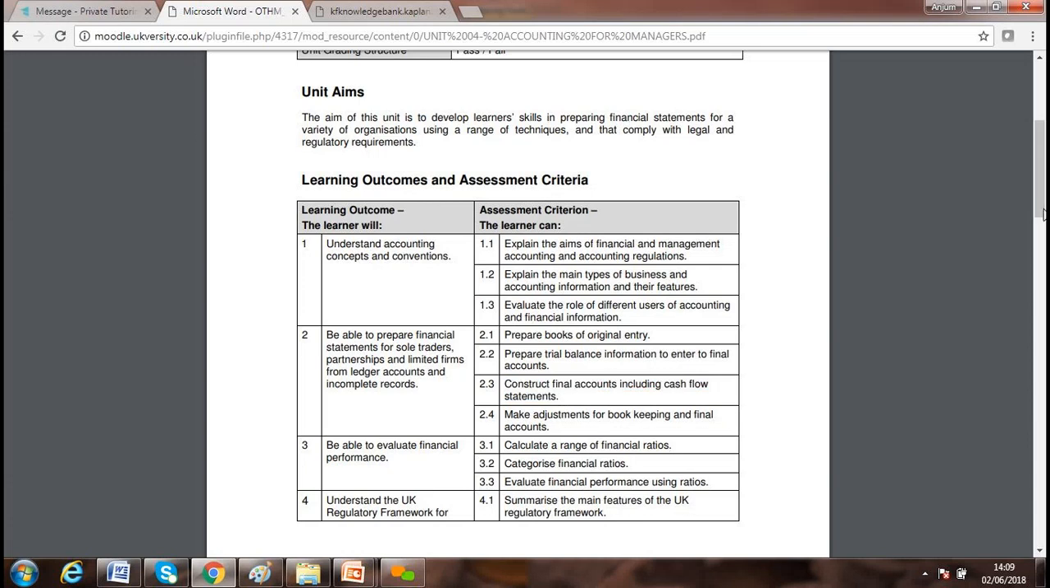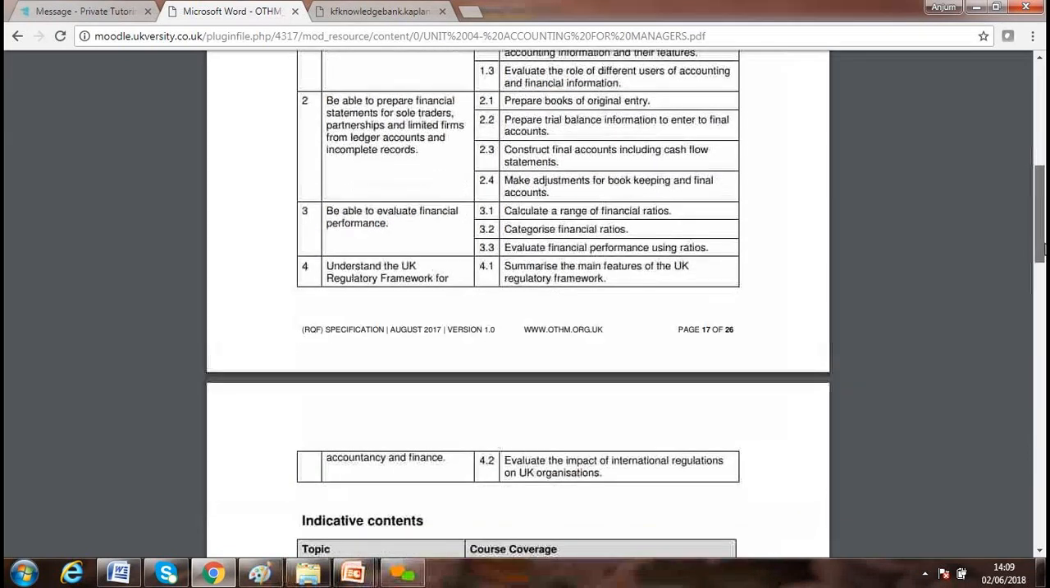So today we are moving forward to learning outcome 4, LO4, where we are supposed to summarize the main features of the UK regulatory framework and evaluate the impact of international regulations on UK organizations. Our discussion today will focus on what the UK regulatory frameworks are and why organizations need to follow them, which is one of your tasks in Task 1 of your assignment, where the IASB, the International Accounting Standards Board, is mentioned.